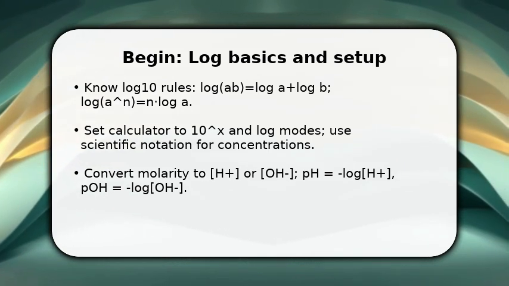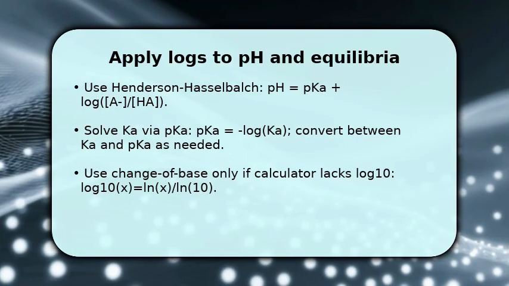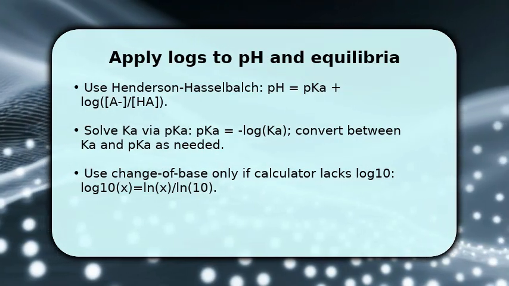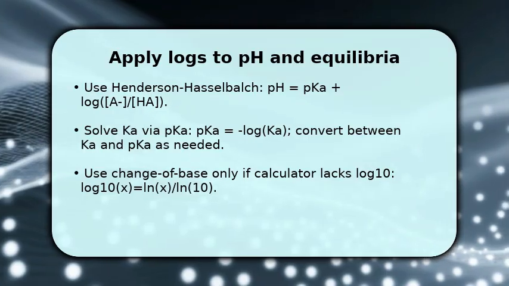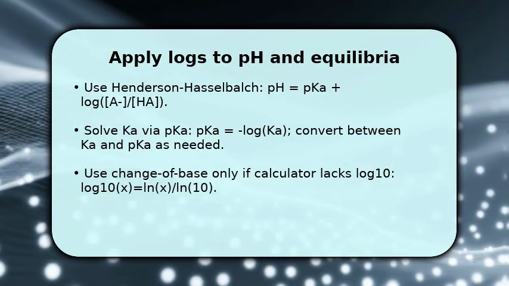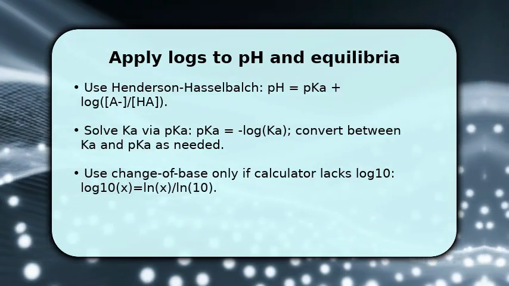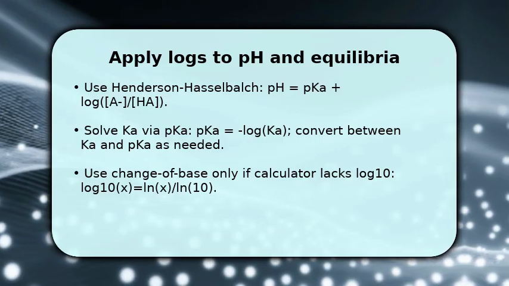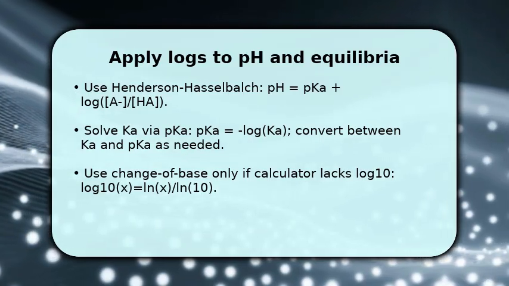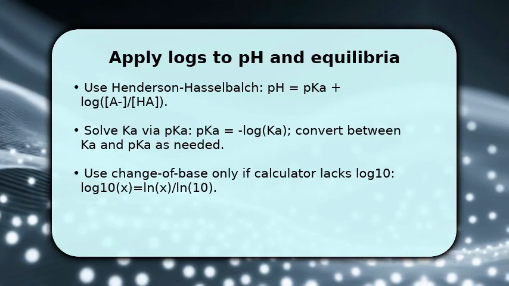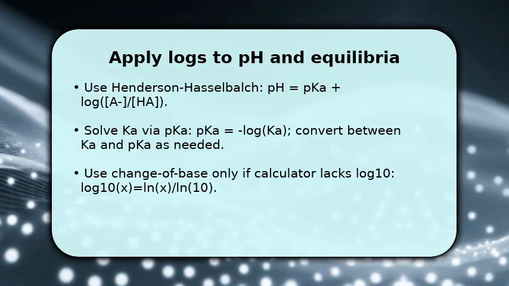You now apply logs to intermediate problems, buffer calculations, weak acid dissociation, and equilibrium constants. For buffers, compute pKa from Ka, then use Henderson-Hasselbalch to find pH from ratio of base to acid. For equilibria, take negative log of Ka to get pKa because it simplifies comparisons.